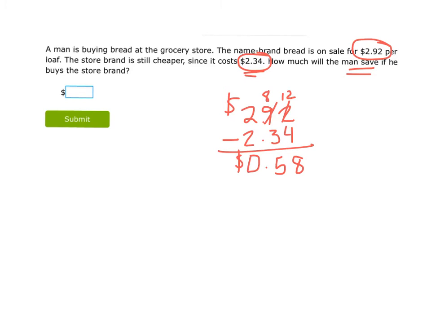So he saved 58 cents. So over in this box, I'm going to put 0.58. Already has the dollar sign, so I don't have to write that. Okay? Let's do another one.